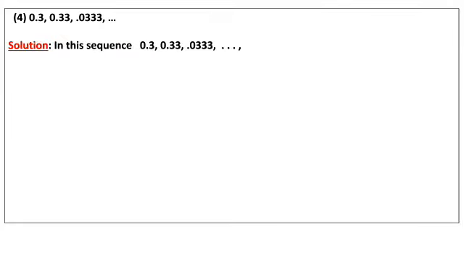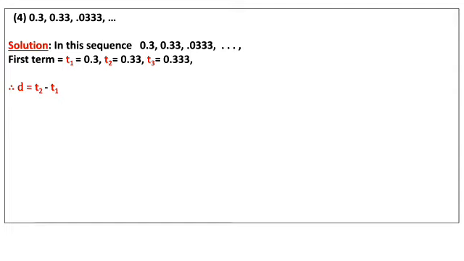Now the fourth one is given 0.3, 0.33, and the correction is there: 0.333. Okay, so we'll do the correction in that. T1 is 0.3, T2 is 0.33, T3 is 0.333.